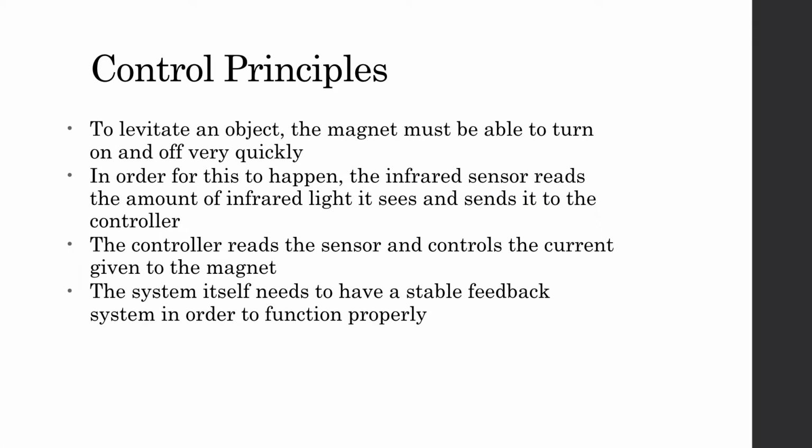In order for us to levitate the object, the magnet must be able to turn off and on very quickly, and this is done through our MOSFET on our circuit board. The infrared sensor reads the amount of infrared light it sees and sends it back to the controller. The controller then reads the sensor and controls the current given to the magnet. The system itself needs to have a stable feedback system in order to function properly. If not, the magnetic levitator will not work and the object will fall or stick to the magnet itself.